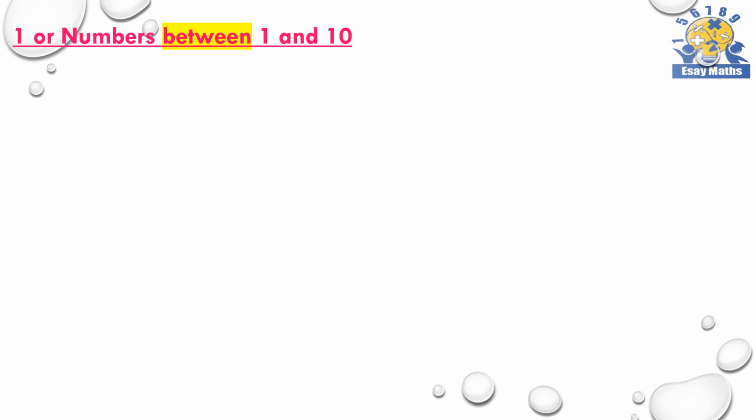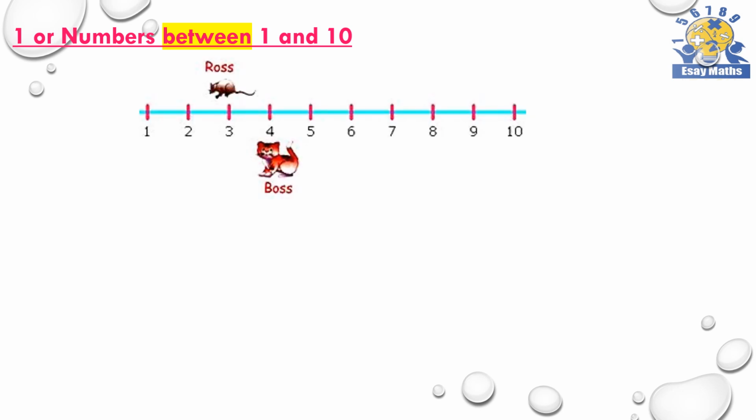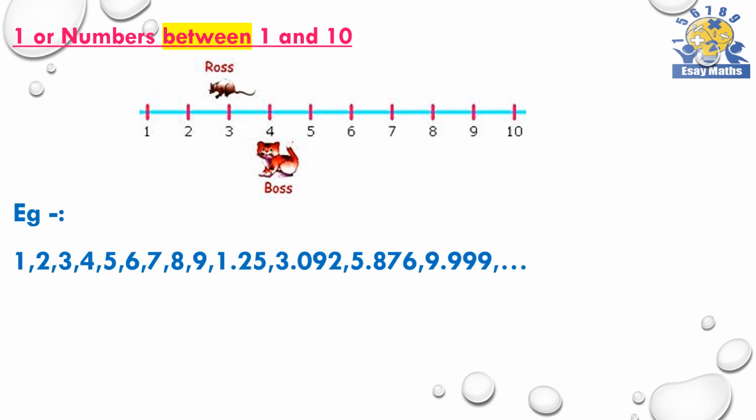Here you can see a part of the number line. Numbers between 1 and 10. It's very easy to identify using the number line. At first you can see that there are whole numbers. 2, 3, 4, 5, 6, 7, 8 and 9. It's not only whole numbers. Here you can see there should be decimal numbers also.